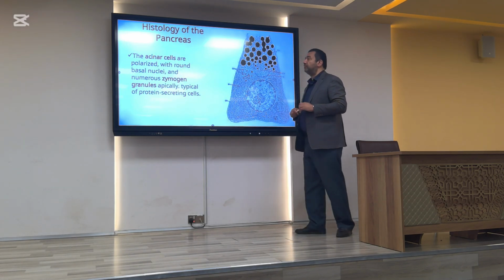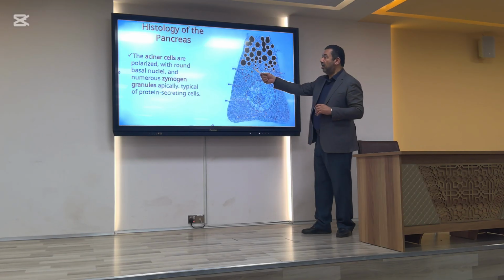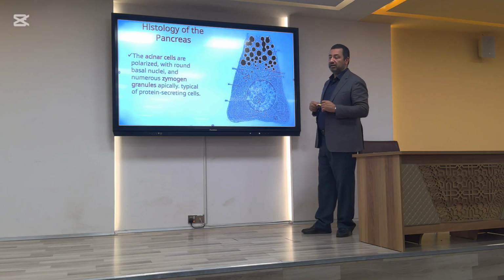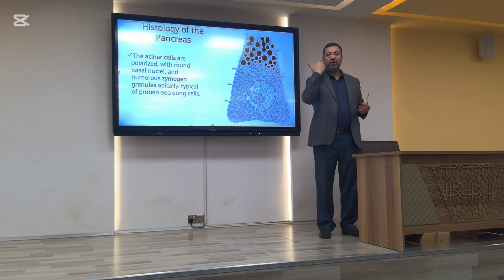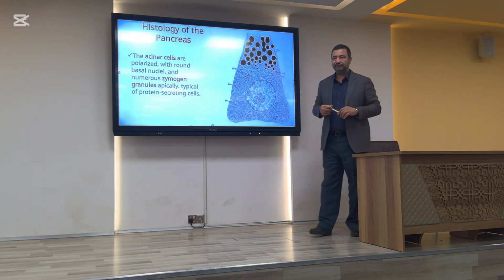Acinar cells are polarized with round basal nuclei and numerous zymogen granules, typical of protein secreting cells. This is protein secreting cells, similar to serous cells in the parotid gland and submandibular gland, I told you. Yeah?